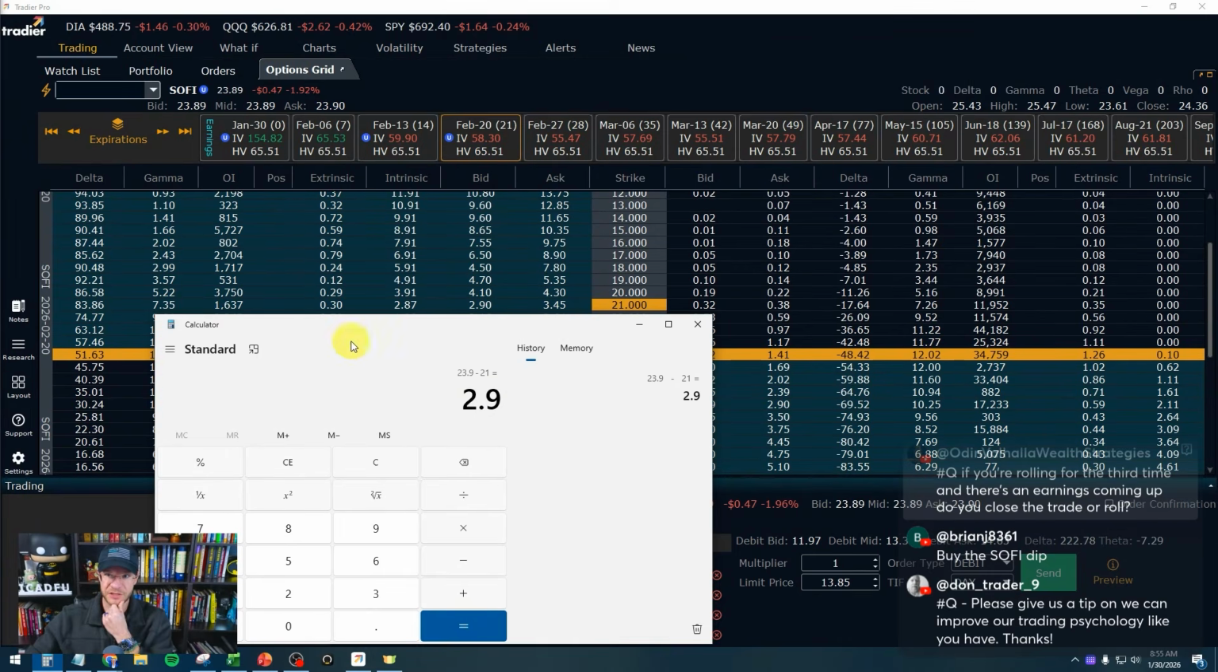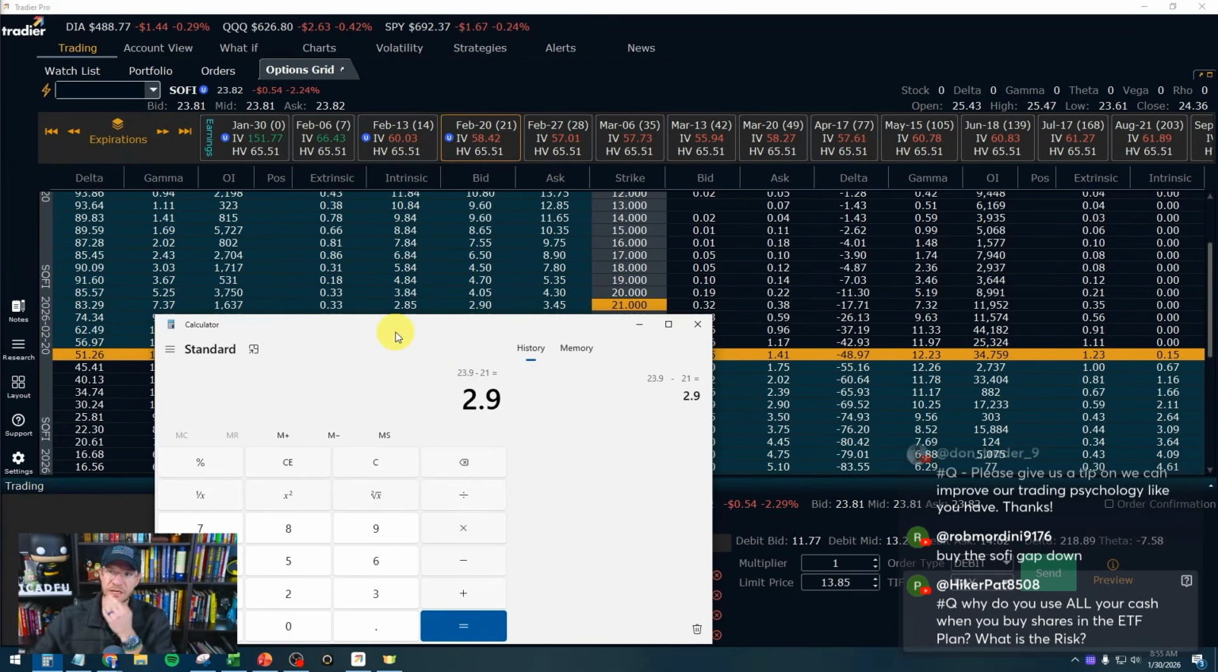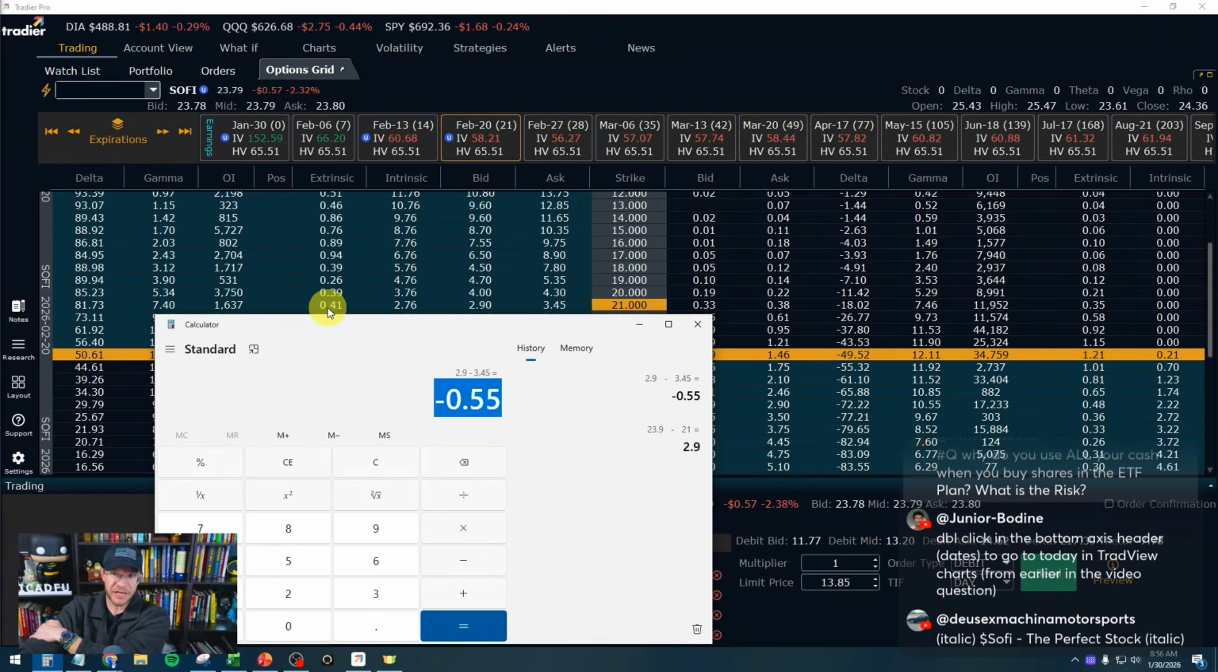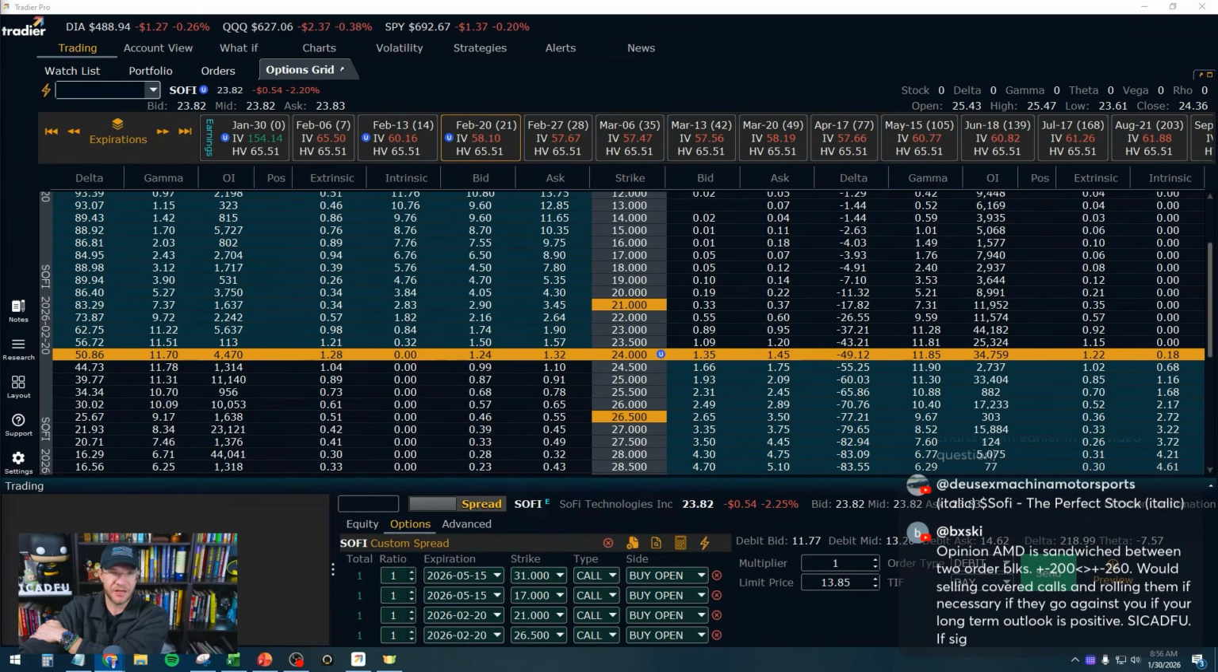Now, extrinsic value here is going to be based on the midpoint. I personally like to do the ask because that's what you have to pay to buy it. So if the difference here between what it actually costs and my intrinsic, minus 3.45, gives me 55 cents of extrinsic. 55 cents of extrinsic. That's how I would manually do it if I didn't have an extrinsic column right here. So it's actually simple, but I mean, if you're looking at 100 options in a day or even just 5 or 6, that's a lot of work.